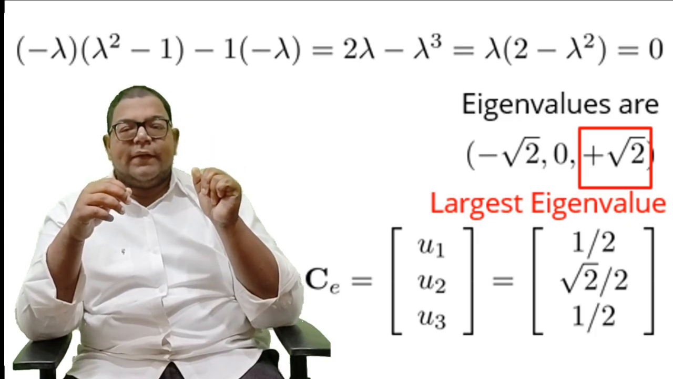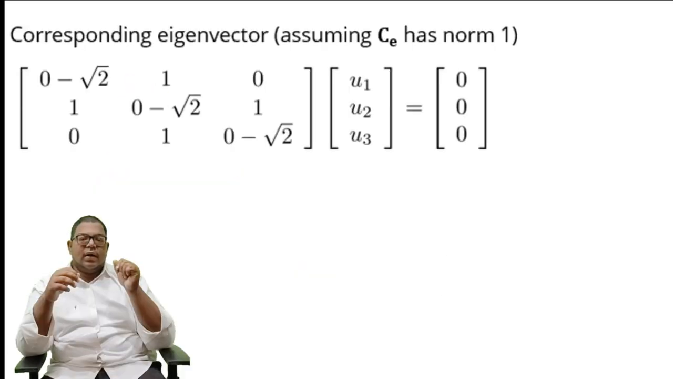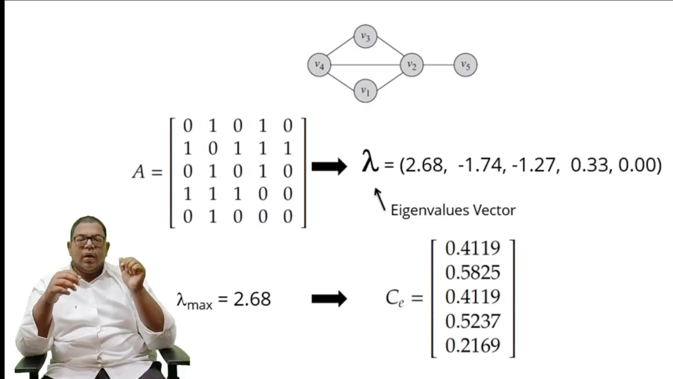So we will replace this largest eigenvalue in the formula, and this is how it looks. You can see here, with this eigenvalue, the centralities that we have got are 1/2, root 2/2 and 1/2. So you can see the vector. Node V1 and V3 have the centrality values. Let us look at another example.